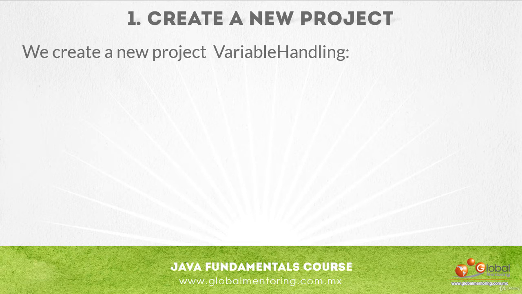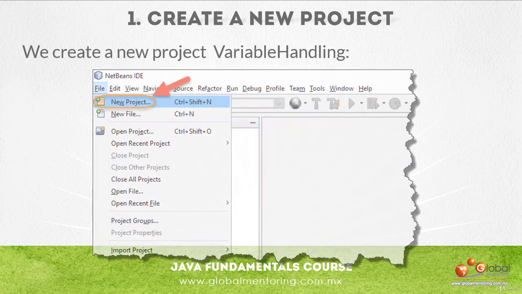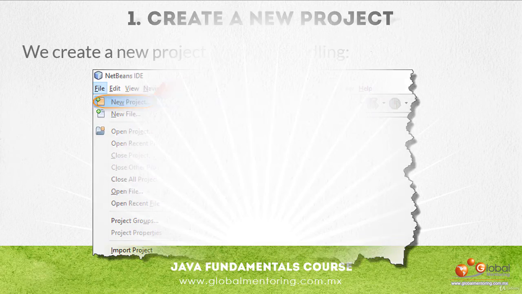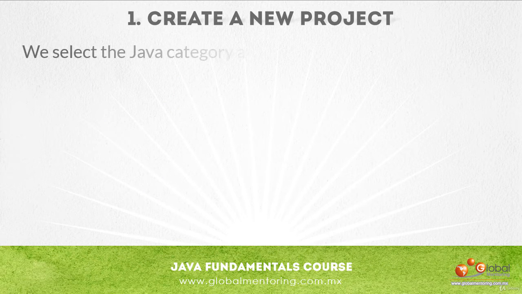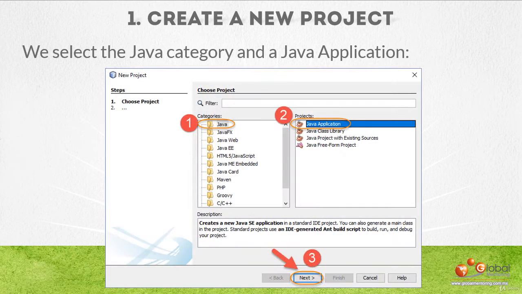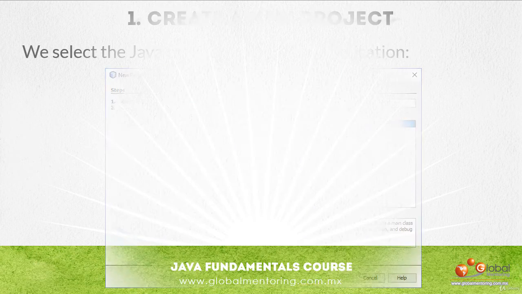We create a new project called Variable Handling. Click on File and select New Project. We select the Java category and Java application, and after that, click on Next.